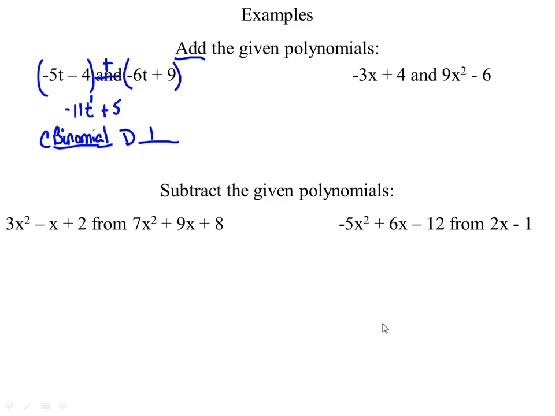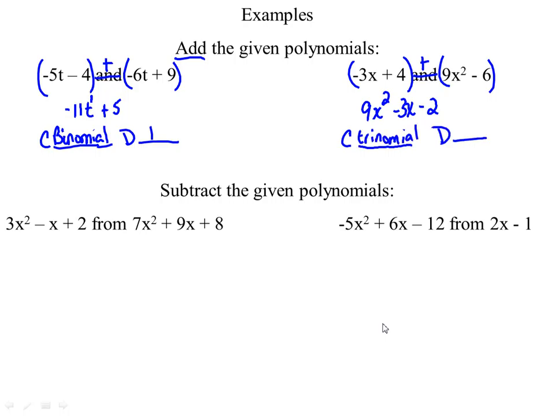Okay, so the one on the right, again, we're going to take these two binomials and we're going to add them together. We're going to try to go in descending order. So 9x squared would be the first one. And then you have a negative 3x. And the only thing you have to put together are the 4 and the negative 6, which is going to be a negative 2. So what is the classification for this one? Good. And it is a degree of 2. Very good.